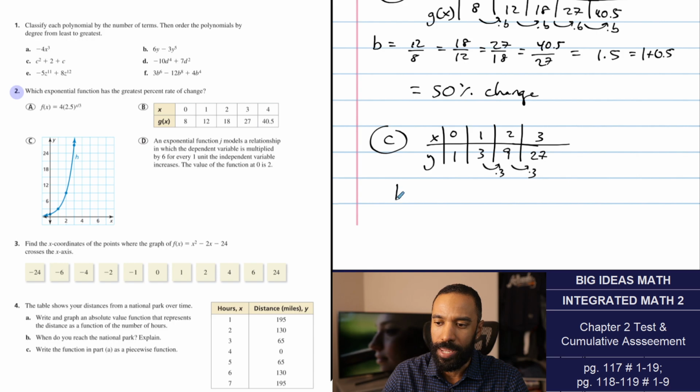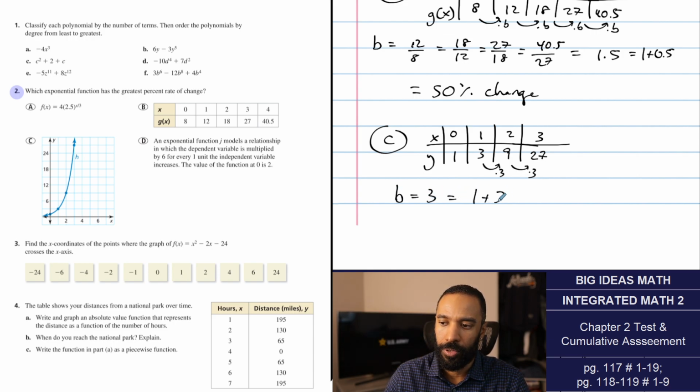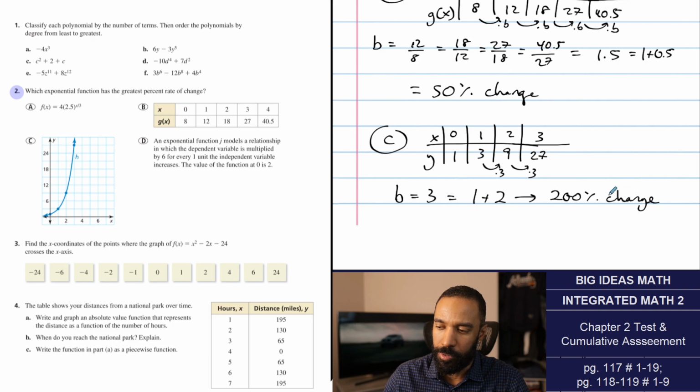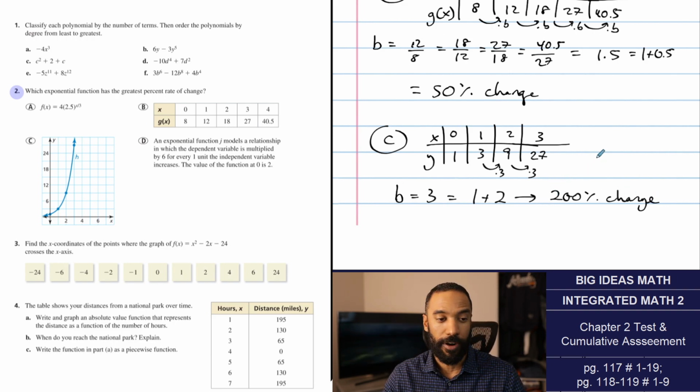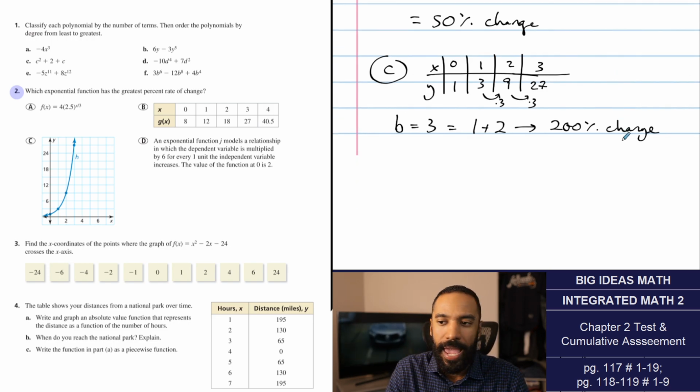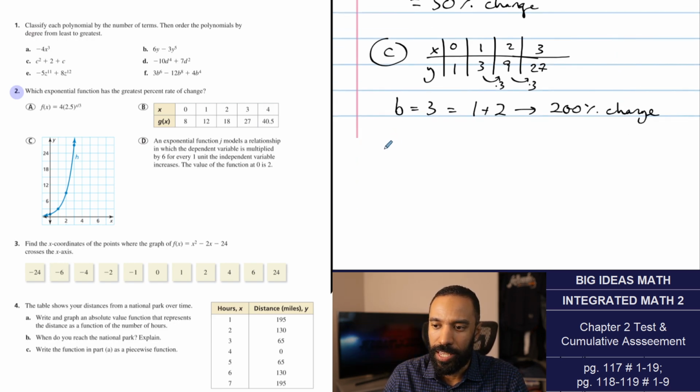So if your B is 3 this time, that represents 1 plus 2, which is a 200% change. Remember, times 3 is a 200% increase. So that one's bigger, the biggest so far, I should say. And lastly, D, I'll just fit it down in this set.